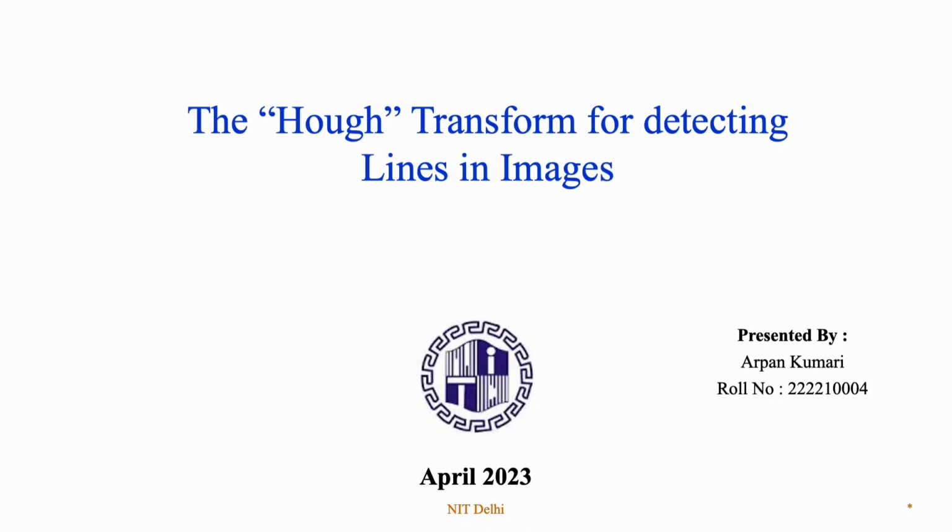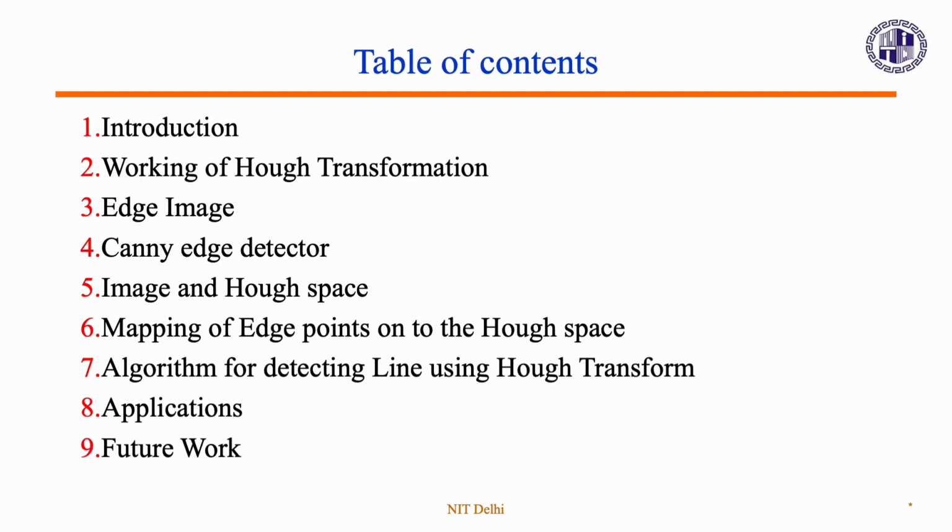Hello everyone, my name is Arpan and I am going to discuss the topic the Hough transform for detecting lines in images. This is the table of contents in which we will be going through the introduction, working of Hough transformation, edge images, canny edge detector, image and Hough space. Then after we will see the mapping of edge points onto the Hough space and algorithm for detecting lines using Hough transform. We will be seeing some applications and future work.